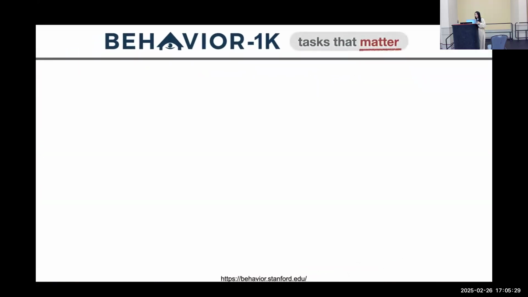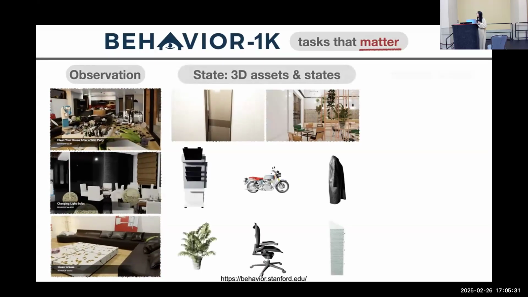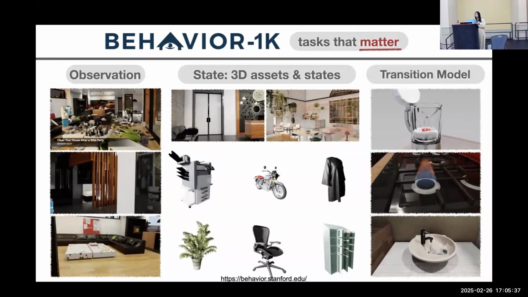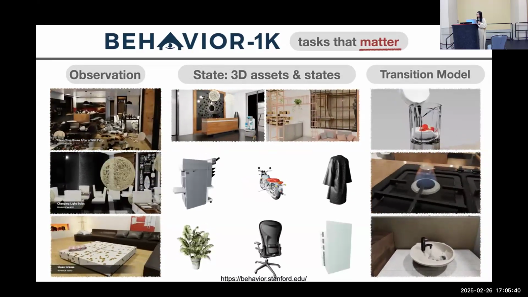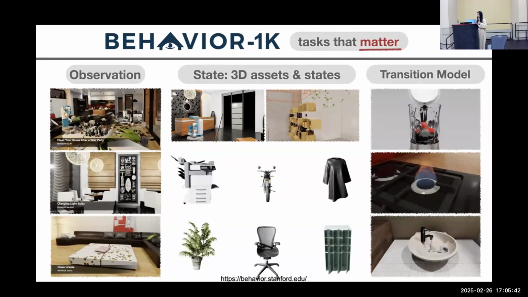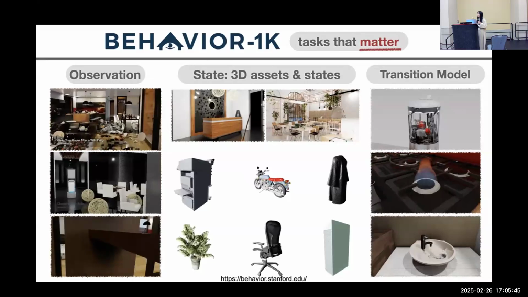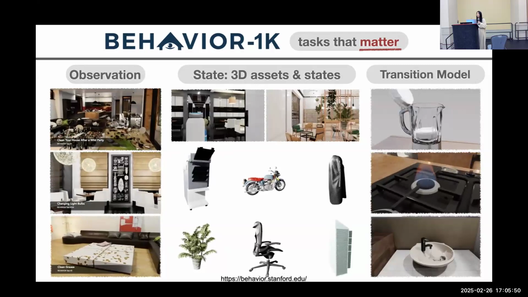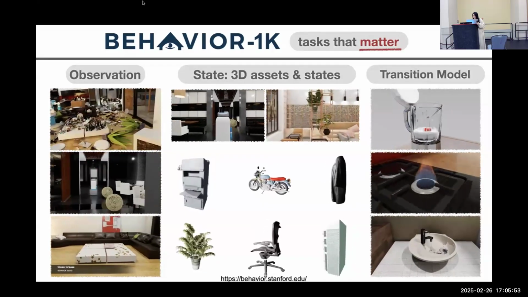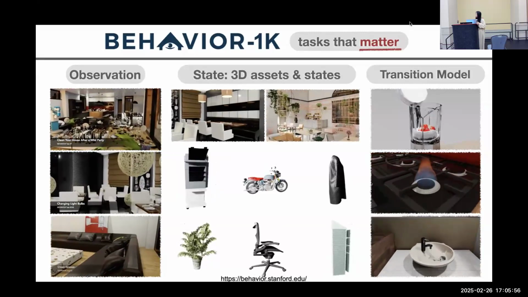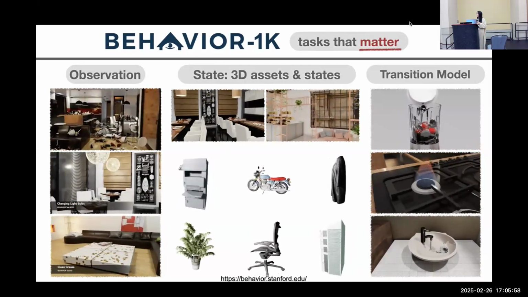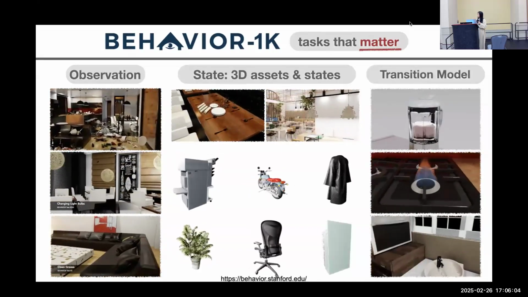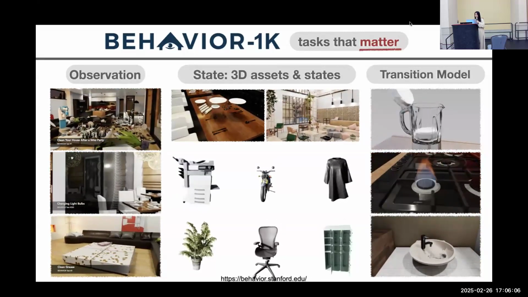So we try to see what kinds of tasks we humans want embodied agents or general agents to do. Firstly, we want the agent to observe the environment. This observation can be anything. Then we want the model to recognize the state from this observation, which means recognizing the objects, like the 3D assets and their states. And then we look at the transition models within this environment. If we perform some action, it will lead to a state transition from some precondition state to the post-effect state.